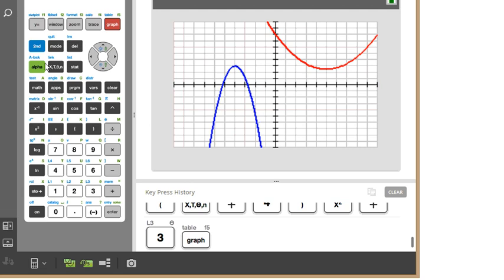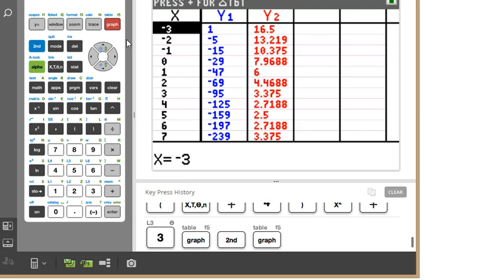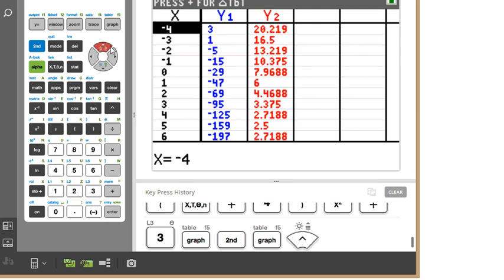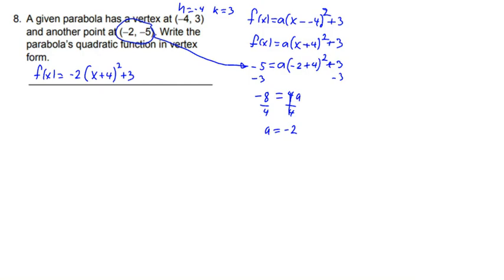We go to the table view. We see the same thing. -4, 3, -2, -5, check, check. Looks real good.